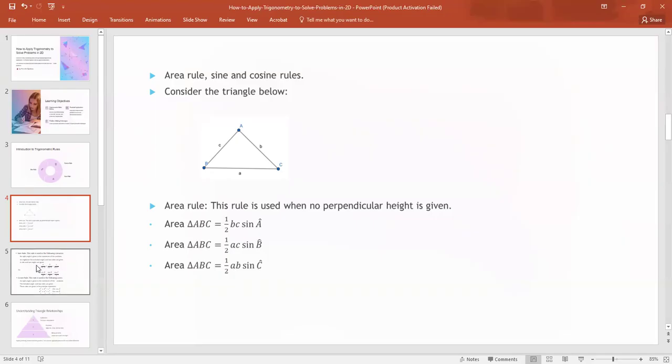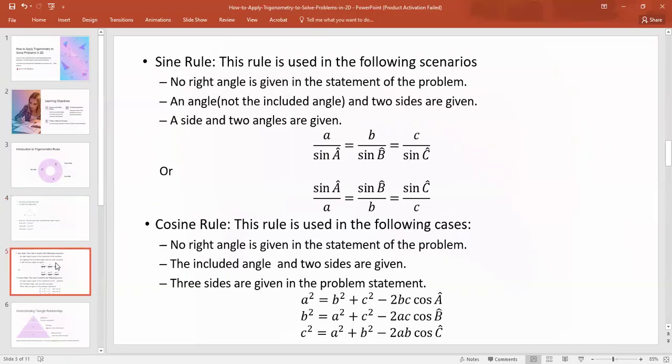What can we say regarding the sine rule? Take note that the sine rule is used in the following scenarios: precisely when no right angle is given in the statement of the problem. The second scenario is when an angle, precisely not the included angle, is given and two other sides are given. Also, the other scenario in which we can use the sine rule is when a side and two angles are given.